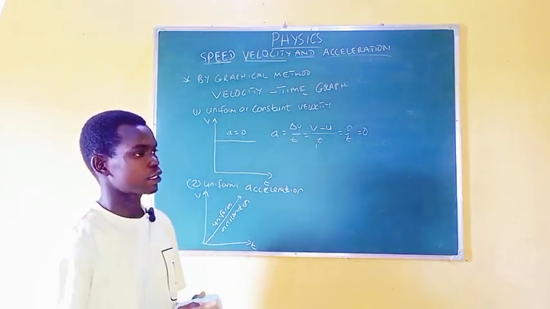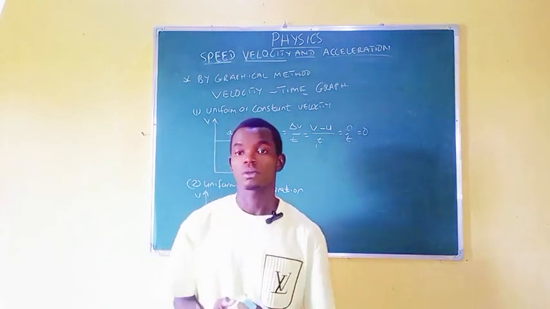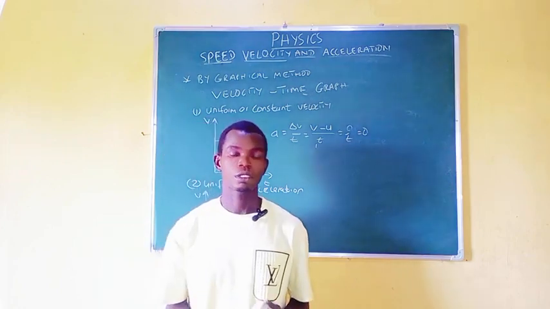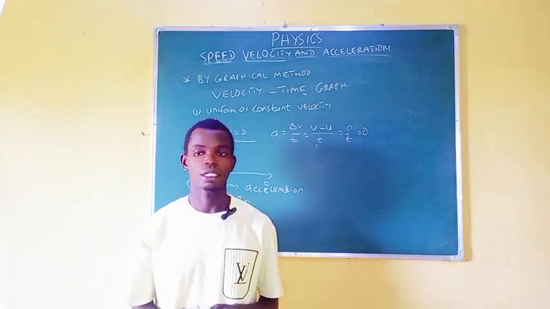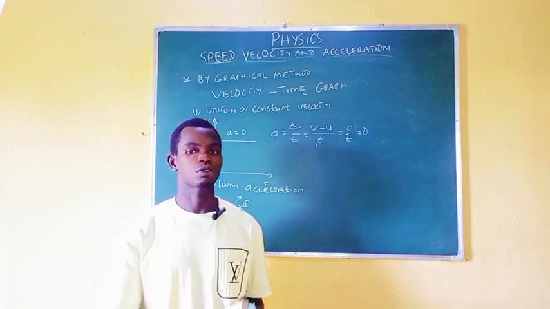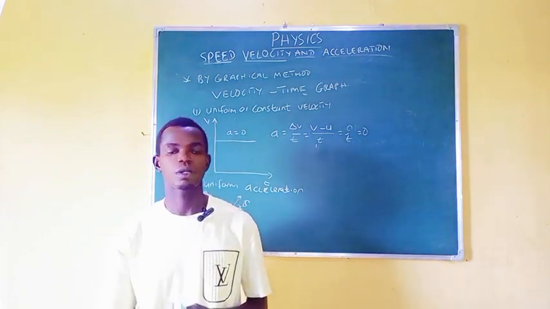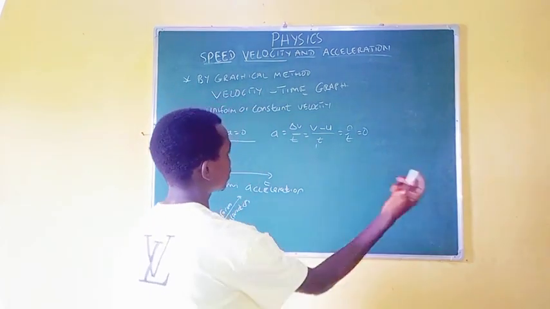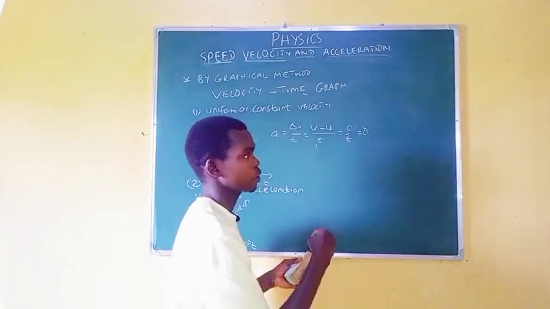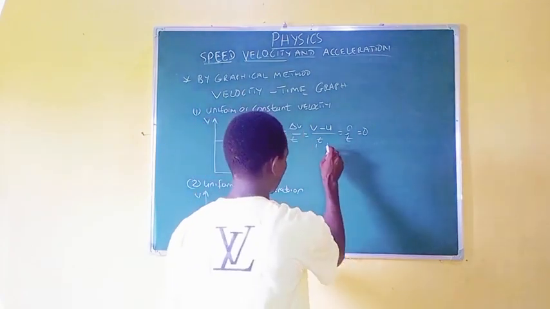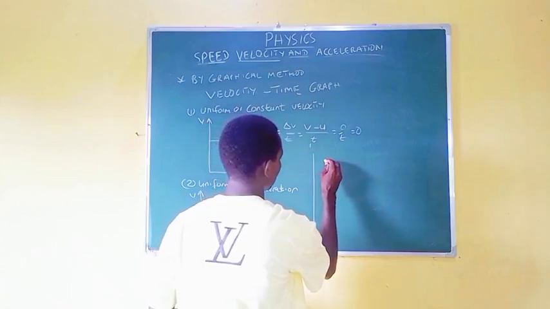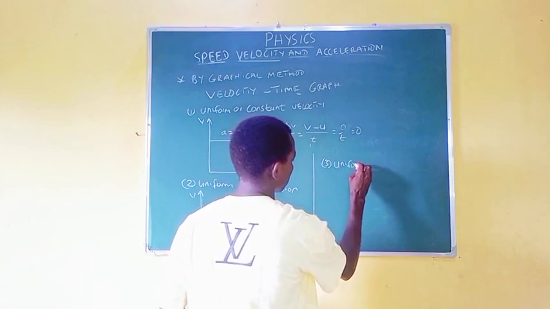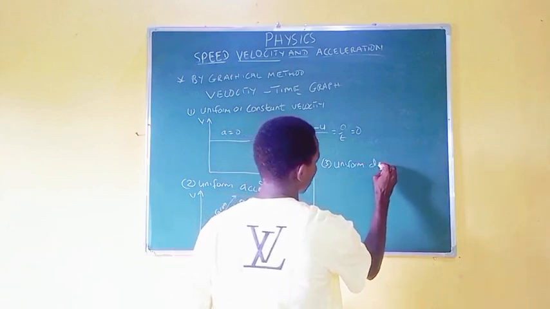And we have the last one, which is uniform deceleration or retardation. Uniform deceleration can be defined as the motion of an object whose velocity decreases in equal amount in equal time interval. And that can also be represented on the velocity diagram as uniform deceleration.